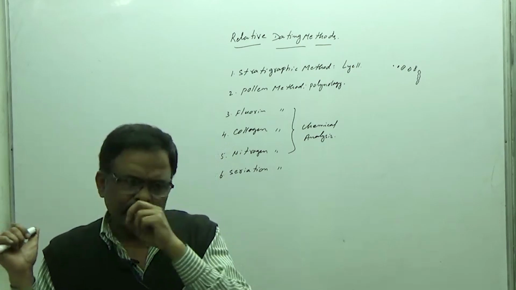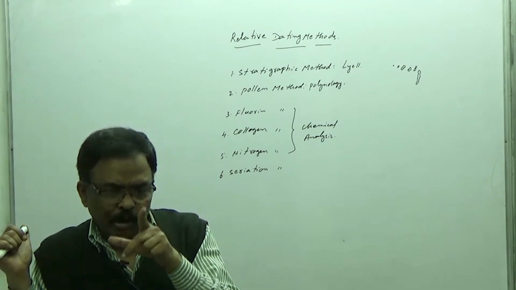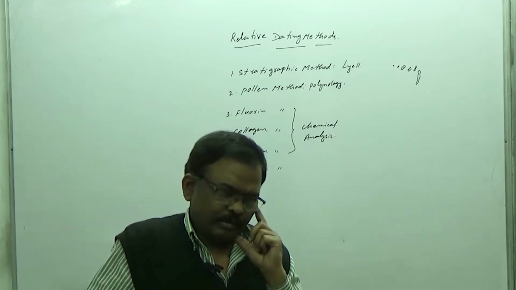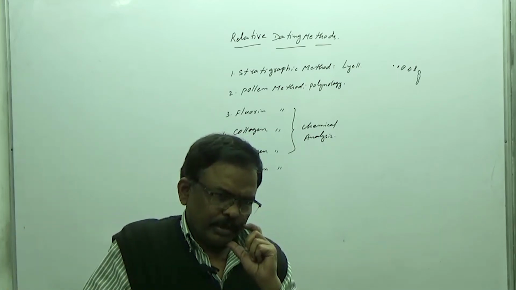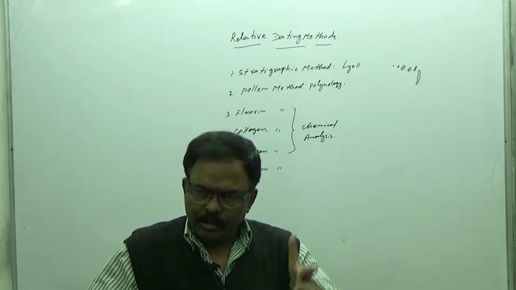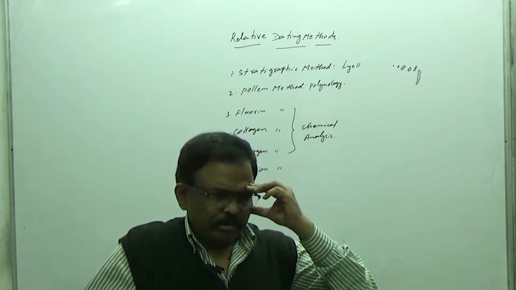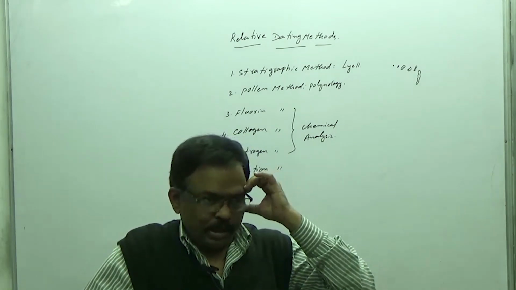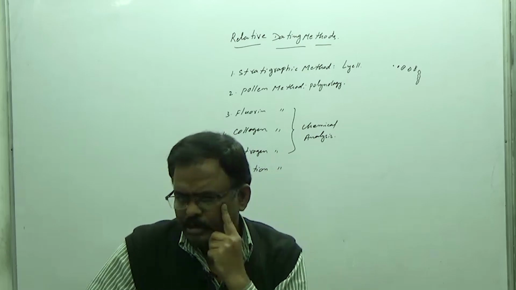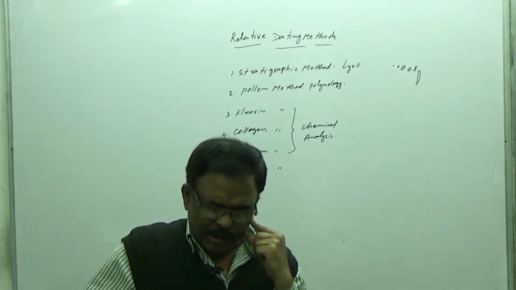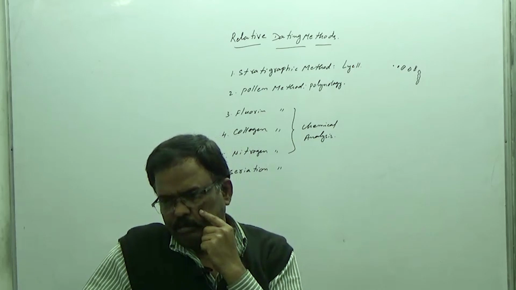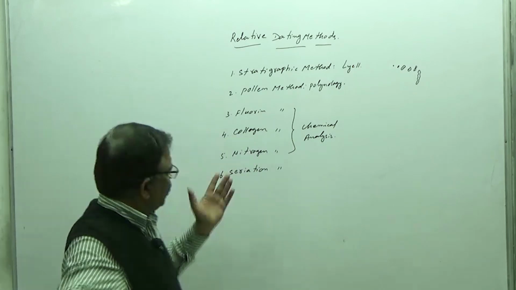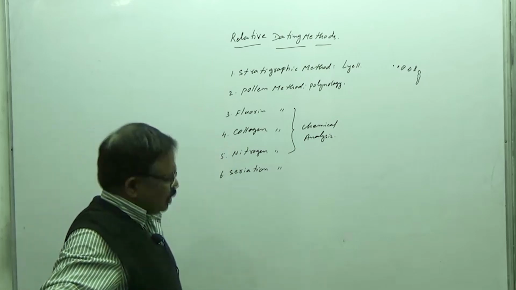Here also, the loss of collagen and nitrogen depends on soil nature. Soil composition, humidity, soil pH, and texture definitely play a prominent role here also. On the basis of that, technicians analyze the relative age of the fossil. That is the collagen method.